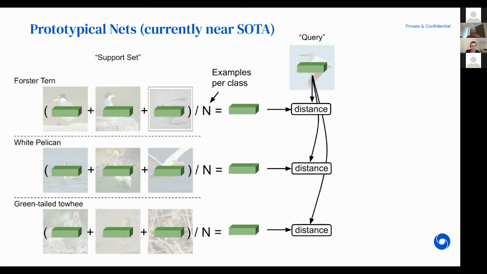But you can train this algorithm on episodes as well, or on support sets and query sets from the training set, and you do this by treating the distances as negative logits and plugging them into a softmax classifier.